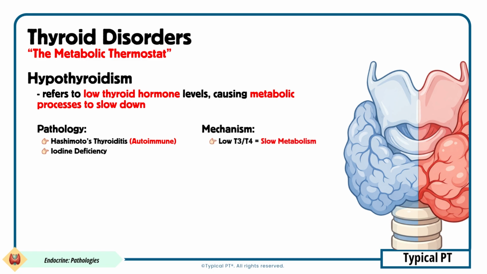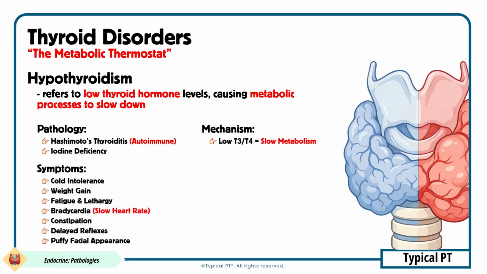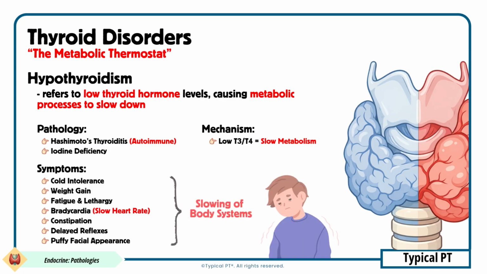Reduced T3 and T4 levels result in decreased metabolic activity. Patients commonly present with cold intolerance, weight gain, fatigue, and bradycardia. Other findings include constipation, delayed reflexes, and a puffy facial appearance. These features reflect a generalized slowing of body systems.